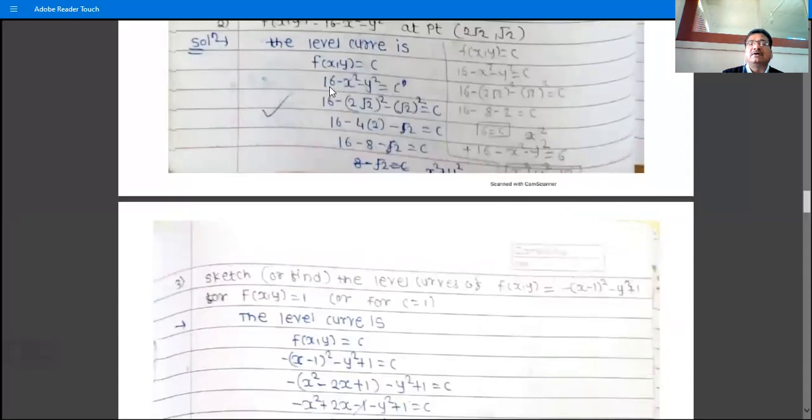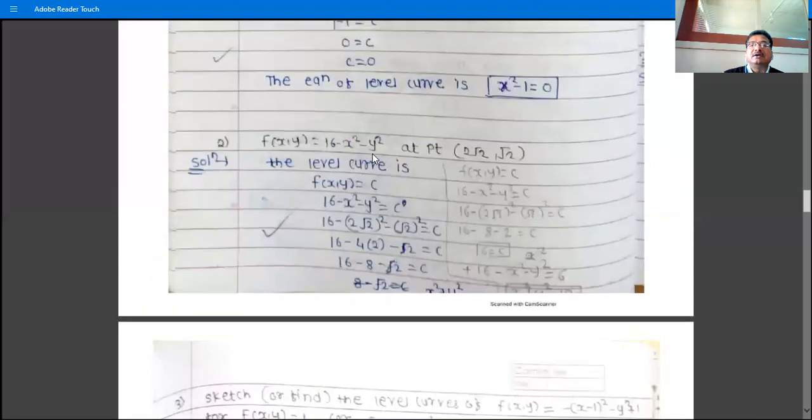and therefore the equation of the curve is what? Level curve is what? 16 minus x square minus y square is equal to 6, and that is x square plus y square is equal to 10, which is the final answer. x square plus y square is equal to 10 is the equation of the level curve.